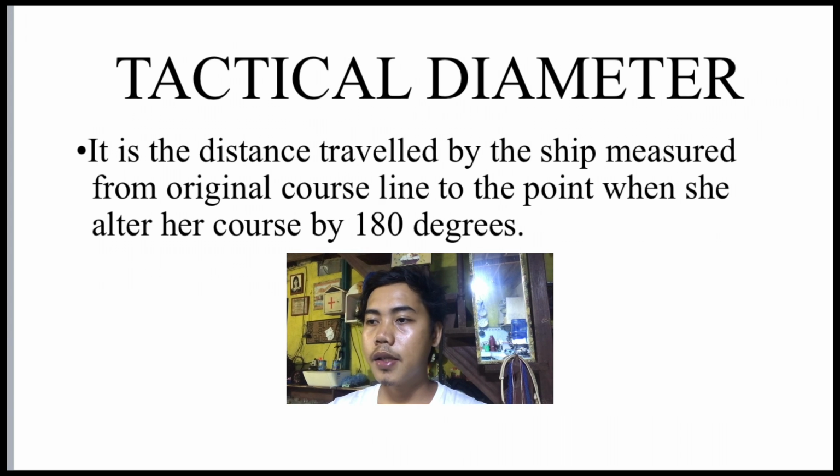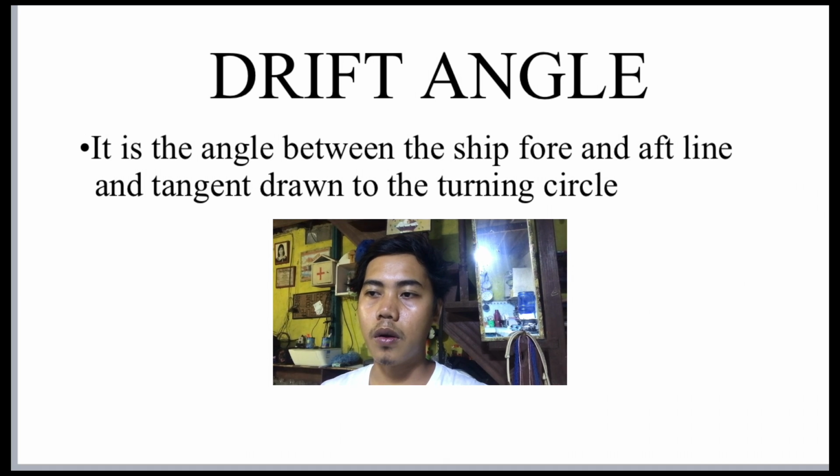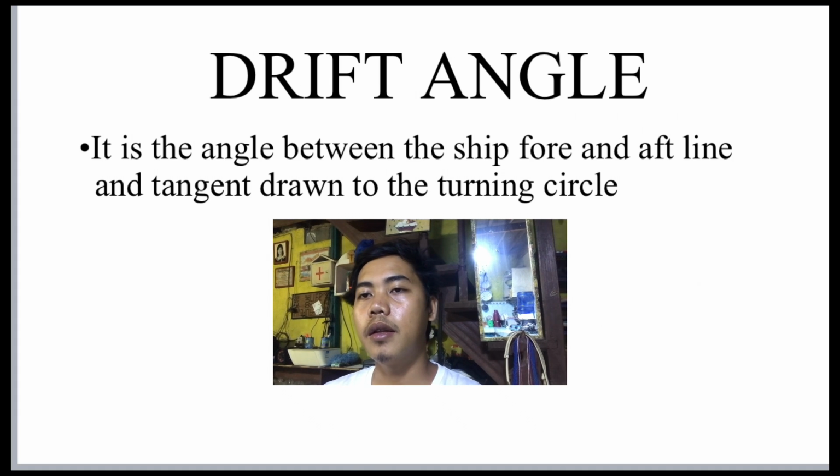Fourth, tactical diameter. It is the distance traveled by the ship measured from the original course line to the point when she alters her course by 180 degrees. Last is drift angle. It is the angle between the ship's fore and aft line and the tangent drawn to the turning circle.